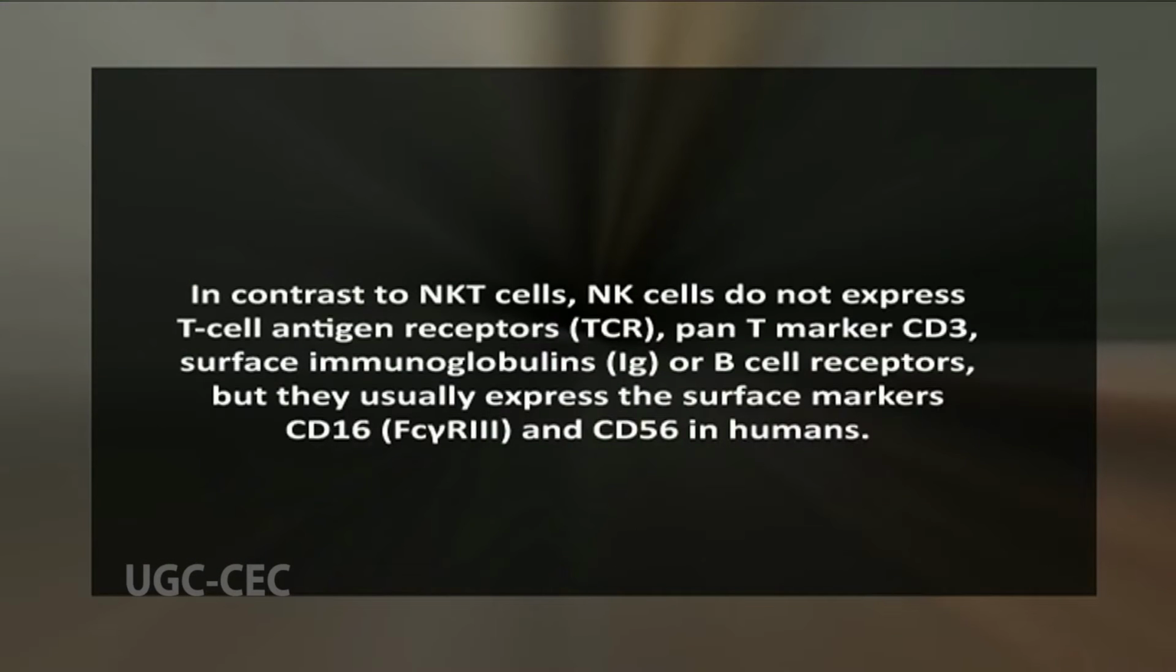Natural killer cells differ from natural killer T cells phenotypically, by origin, and by respective effector functions. Often, natural killer T cell activity promotes natural killer cell activity by secreting interferon gamma. In contrast to natural killer T cells, natural killer cells do not express T cell antigen receptors, pan-T cell markers, CD3, surface immunoglobulin or B cell receptors, but they usually express surface markers like CD16 and CD56 in humans.